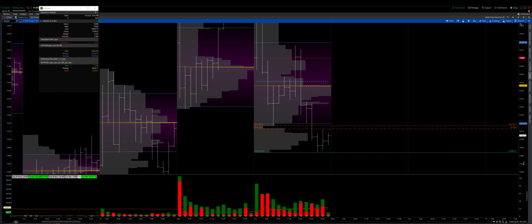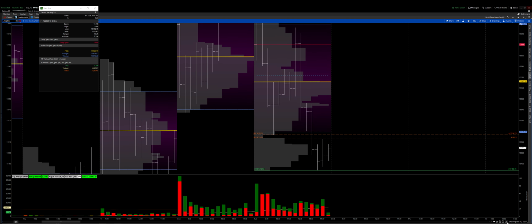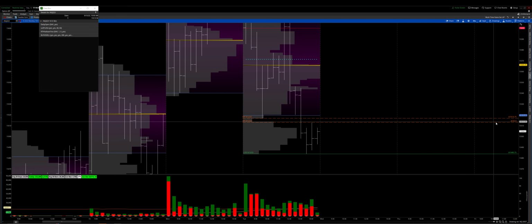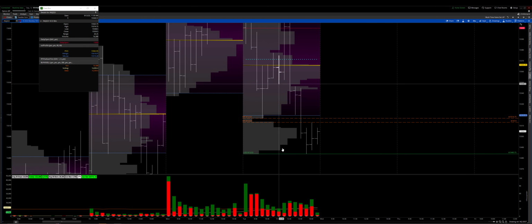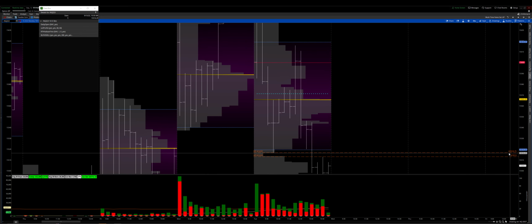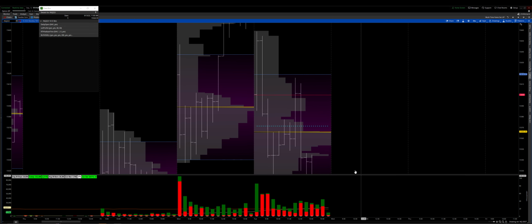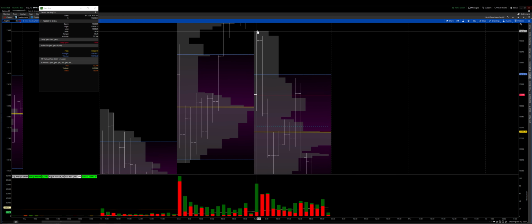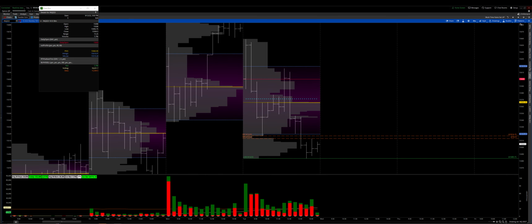So we have two distributions here. The lower distribution being 513 to 483.75. That is one distribution. The upper distribution being from 16.75 to the high of day up here at 58.75. So a rather large upper distribution.